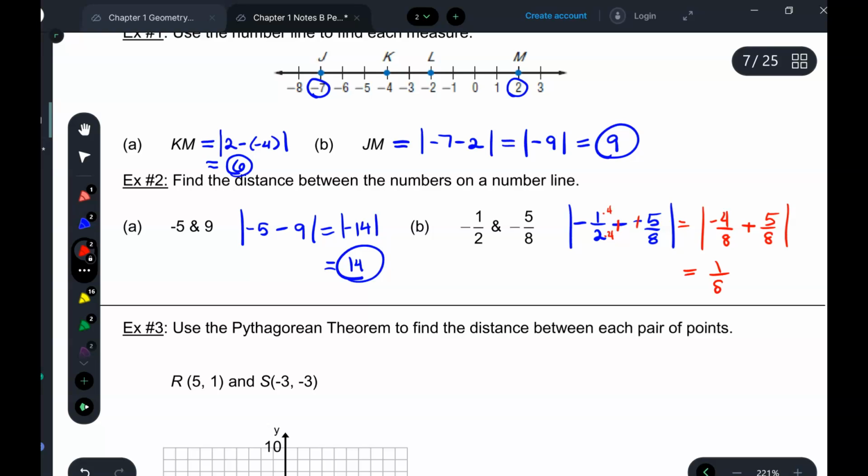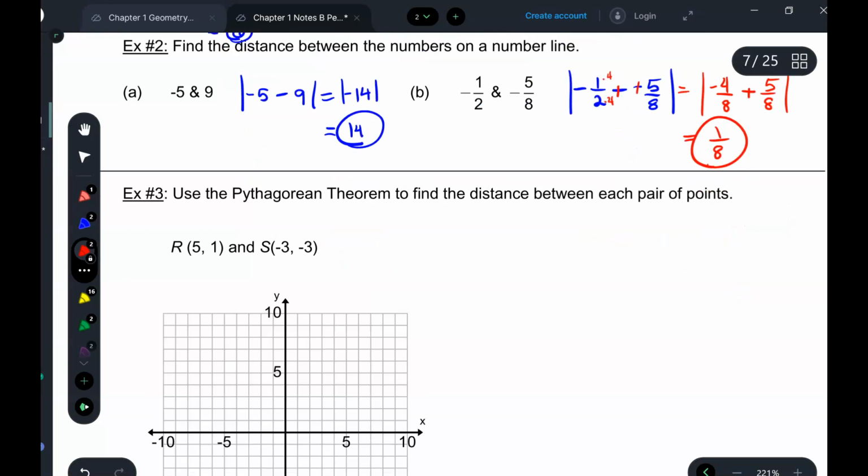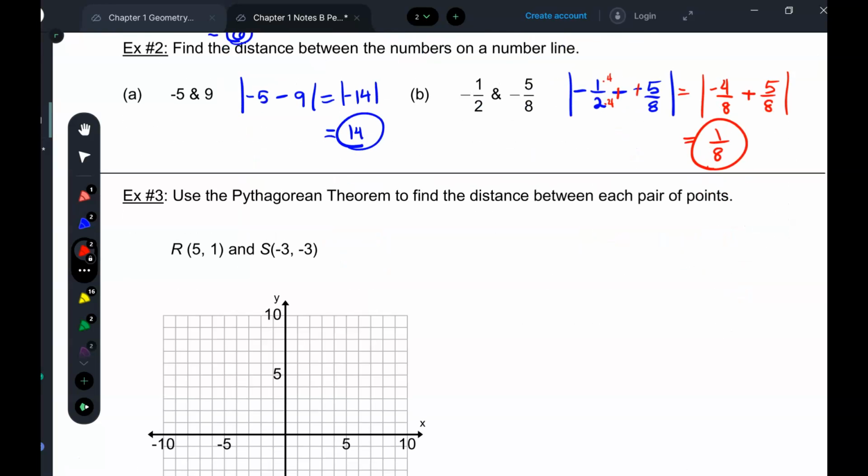So we're always going to make it positive though. Okay, good, so 1/8. Questions? So you just subtract them and then make it positive. That's all you need to remember.